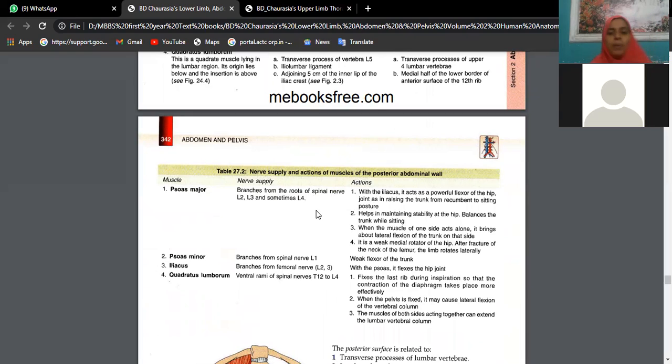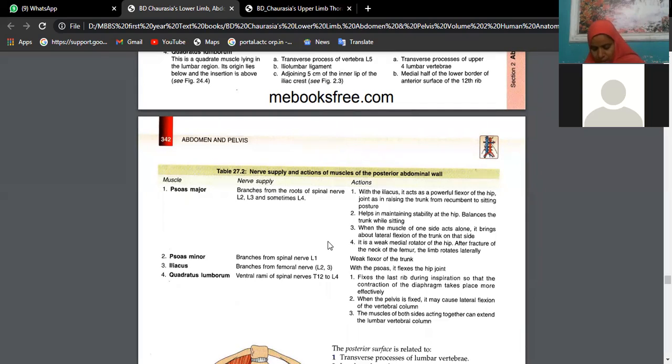These are the spinal nerves. So psoas major along with iliacus is a powerful flexor of the hip. It helps us to raise the trunk from recumbent to sitting posture, and helps in maintaining stability at the hip. So all these are functions. Anyway, only origin and insertion is asked, but also read the nerve supply and action.